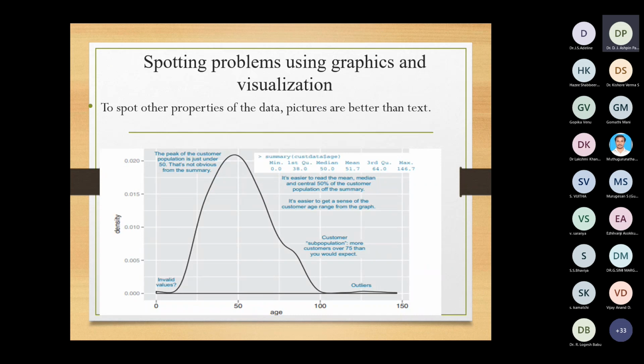And next one is spotting problems using graphics and visualization. I told you that data exploration you can do in 2 ways. One is statistically, and another is you can also identify problems like outliers and invalid values, and see the relationship between dependent and independent variables, by using graphs. So visualization is nothing but graphing the data. For visualization, we will be using ggplot2 to demonstrate the visualization and graphics.